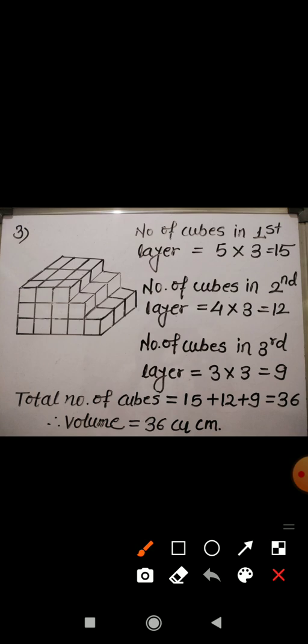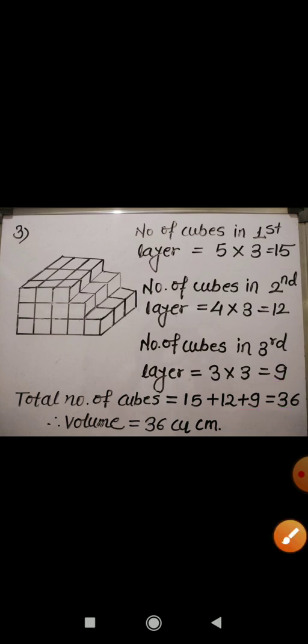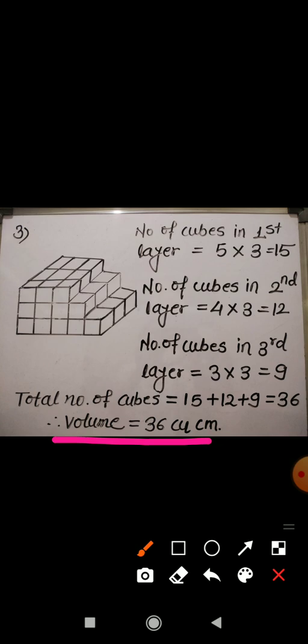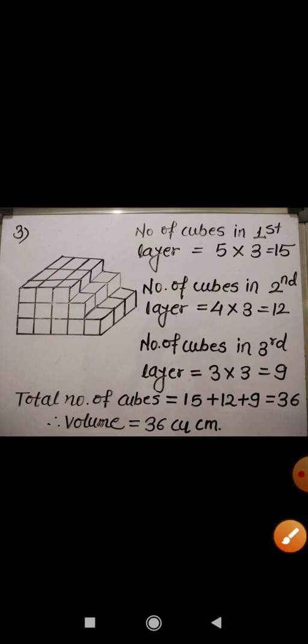Hence the total number of cubes are 15 plus 12 plus 9. It becomes 36. Hence the volume is 36 cubic centimeter. Likewise you can do fourth example given in your textbook.